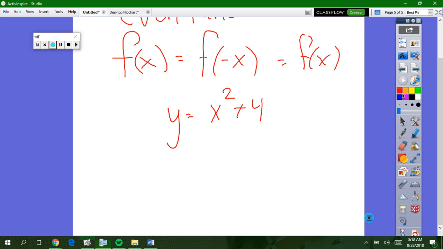We'll make this an f of x, actually, just so we can use the notation that we used above.